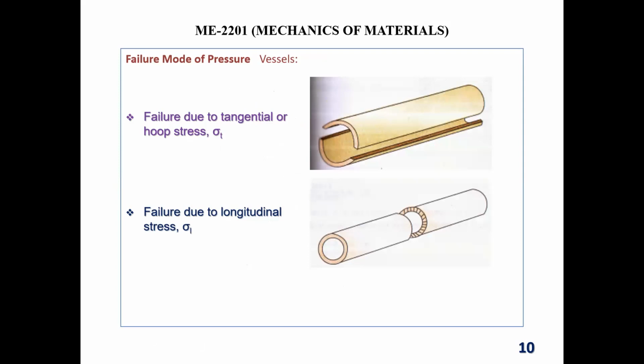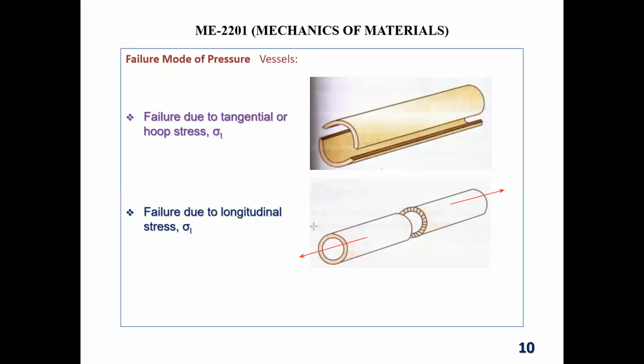Also you have to look at what will be the failure due to the sigma L and due to the sigma T. Sigma L is called longitudinal stress. That means somebody is pulling this along this direction, along this direction. So finally it becomes 2 parts. That means one boiler becomes 2 boilers, or one pipe becomes 2 pipes.